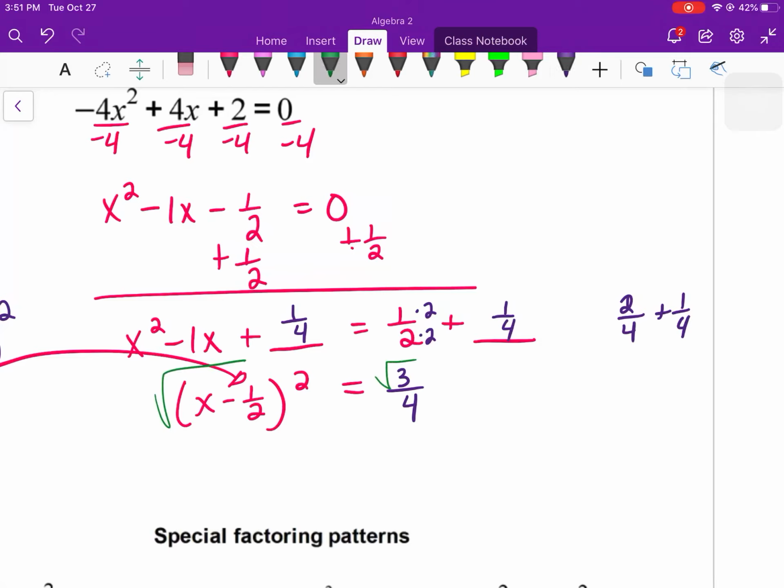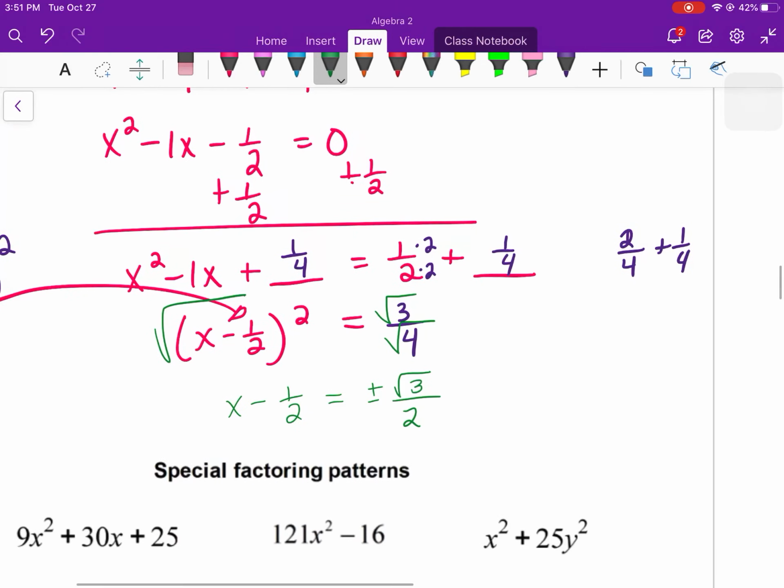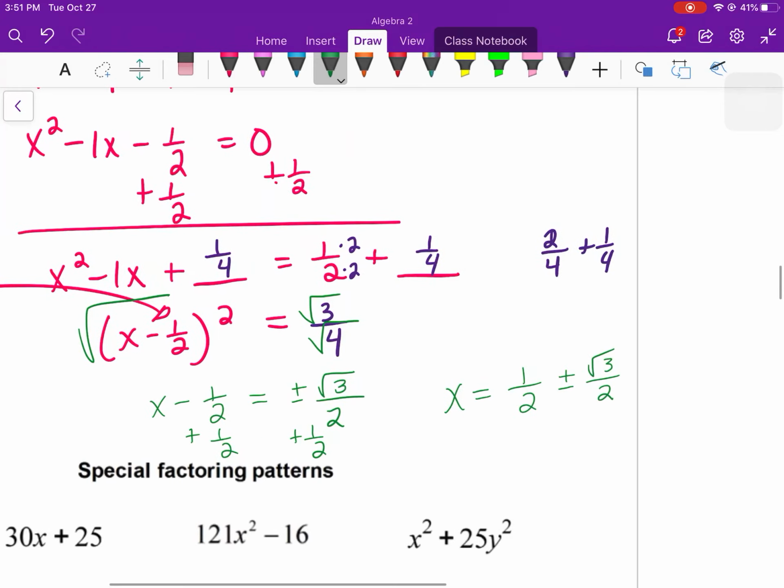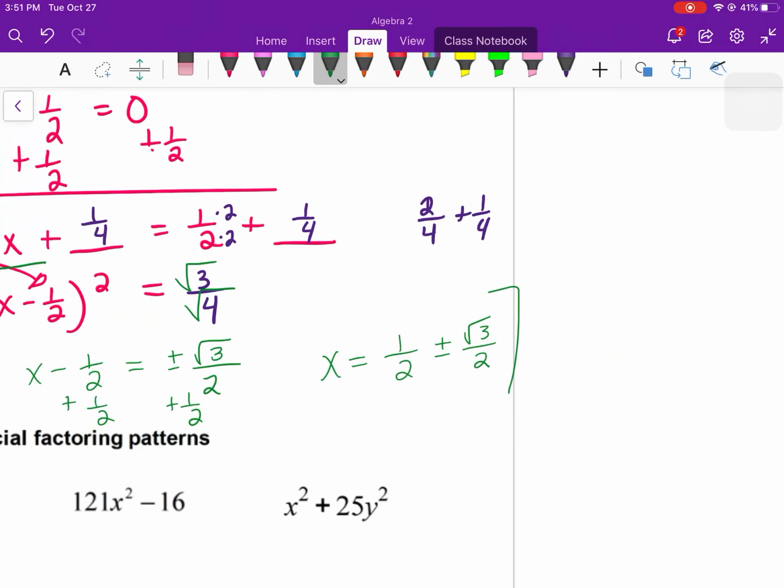Then we square root each side. When you square root a fraction, you square root the top and the bottom separately. So you get x minus 1/2 equals positive or negative the square root of 3 over 2, since the square root of 3 is irrational. Then you add a half to each side, and you get x equals 1/2 plus or minus the square root of 3 over 2. I would just leave it like this, since your answer would be irrational.